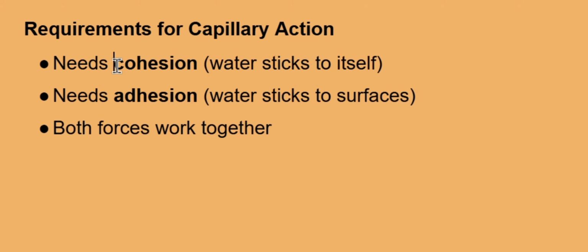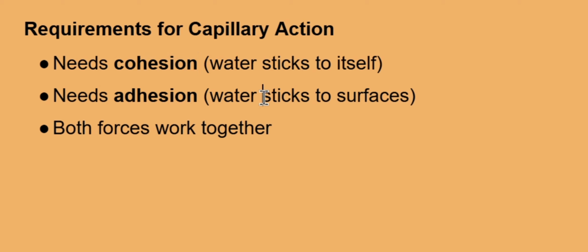Very briefly, cohesion is water sticking to itself, right? What does that mean? Everything's made of molecules, including water. So water molecules have a tendency to stick to each other. If they didn't, you wouldn't get water drops. So cohesion is the water molecules sticking to themselves, forming like a blob or a droplet of water.